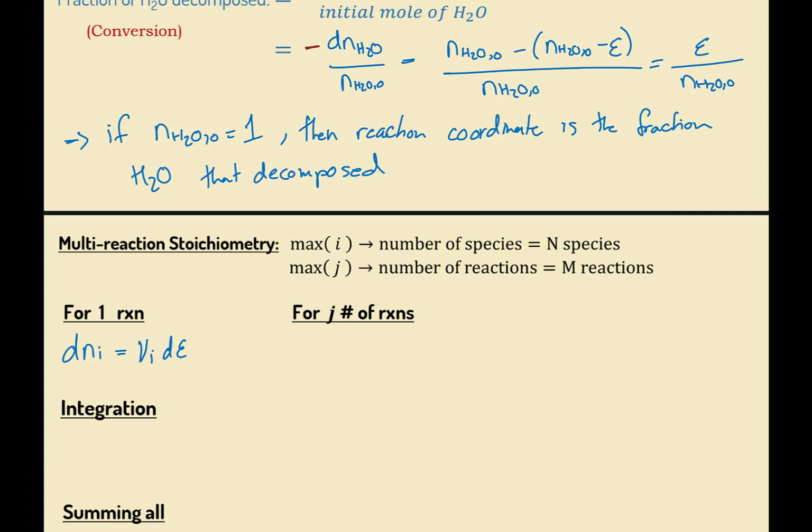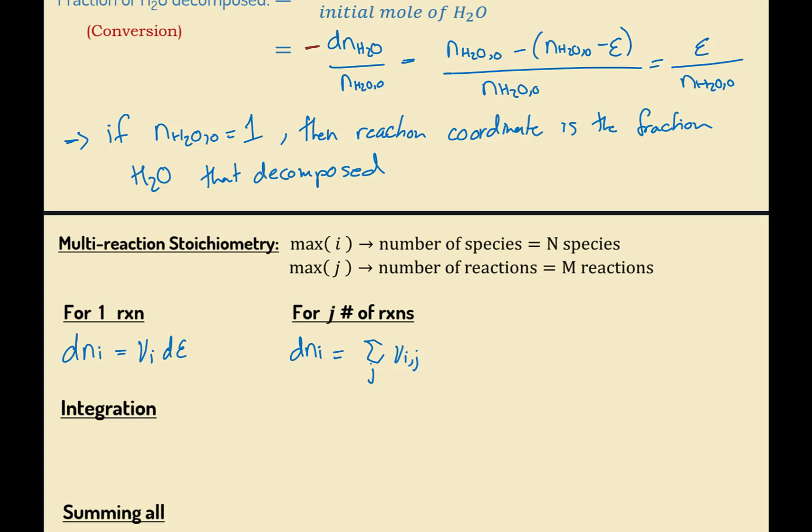Now for j number of reactions, what do we have in this case? More than one reaction. So my change in the number of moles would be equal to the sum of all of the extents of reaction multiplied by the stoichiometric numbers. So it will be the sum over all my reactions, where J will be my reactions. Here we'd have the stoichiometric number for species I for reaction J.